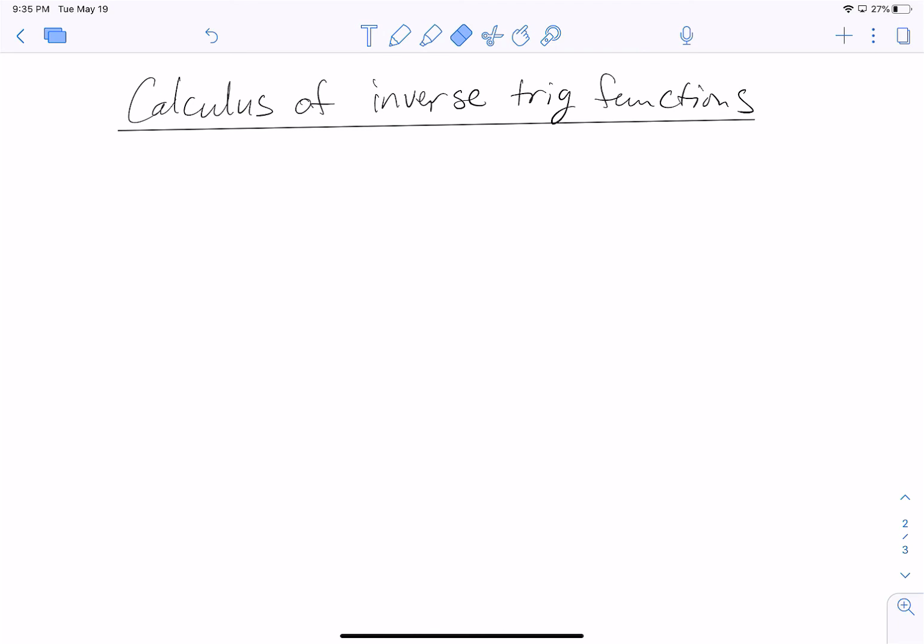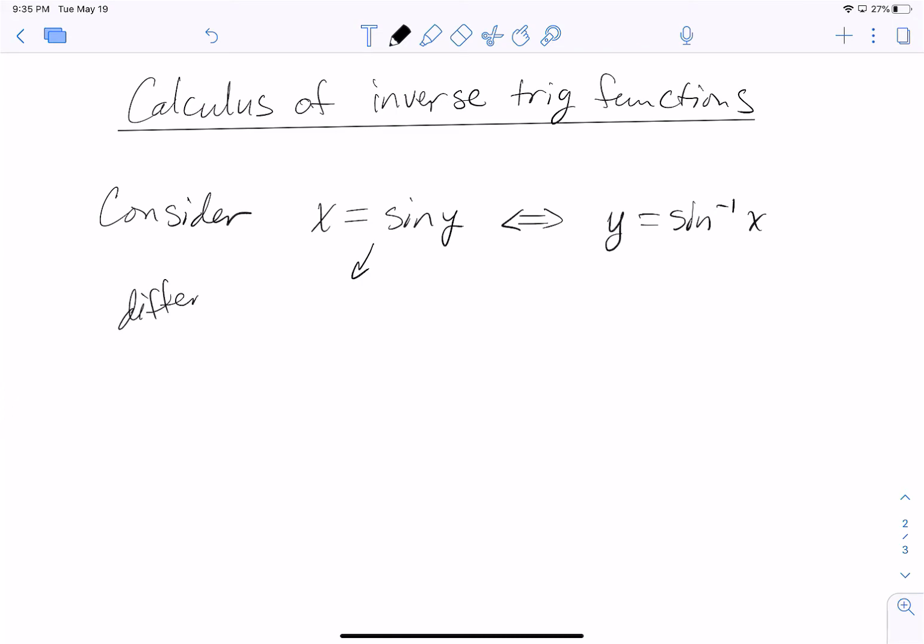We're going to develop derivatives of the inverse trig functions, and we're going to start by considering an equation x is equal to the sine of y. Now, this is true if and only if y is equal to the inverse sine of x, of course. If we take what's on the left-hand side and differentiate with respect to x, then on the left side of x equals sine of y, we get 1.